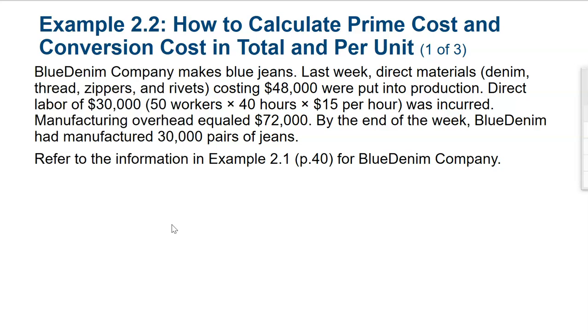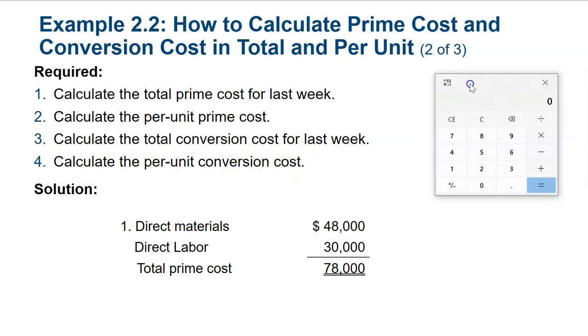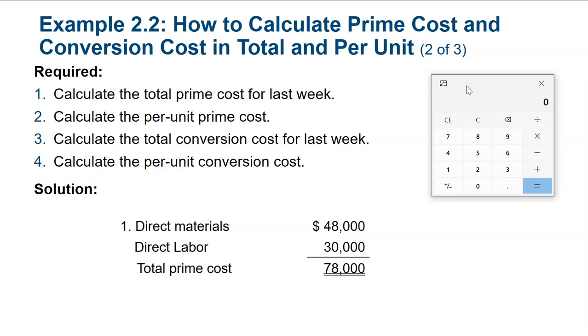We're not probably going to be asked to convert the $5 cost per unit because we've already done that. So why would they ask us to do it again? It wouldn't make much sense. So let's see what we have here. Oh, they want us to do four different things. They want us to calculate the total prime cost for last week, calculate the per unit prime cost, calculate the total conversion cost for last week, and calculate the per unit conversion cost. So first of all, let me just say they're not asking us to do a whole lot here. They really aren't.